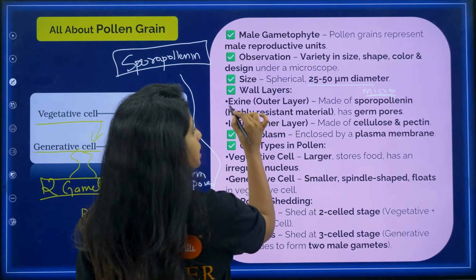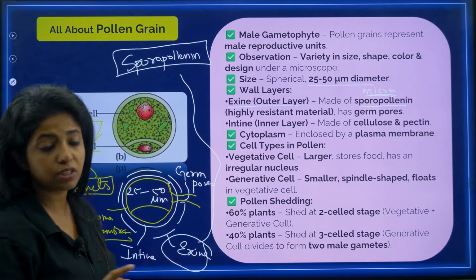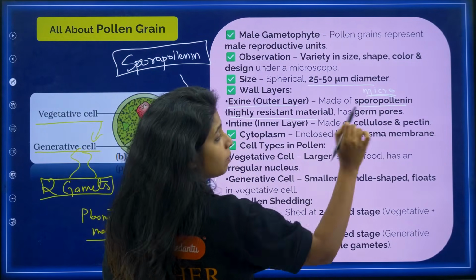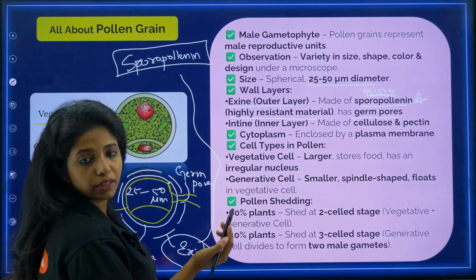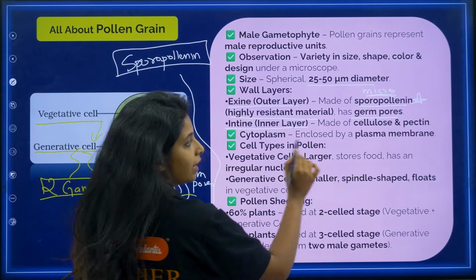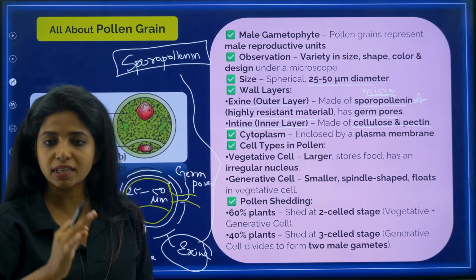Talking about the wall layers, there is the exine, my dear children, made up of sporopollenin, which is a very tough substance, a highly resistant material. Please remember, very important question. Now it has germ pores also, which is why it is not continuous. Now talking about the intine, the inner layer, it is made up of cellulose and pectin. What is it? Cellulose and pectin.